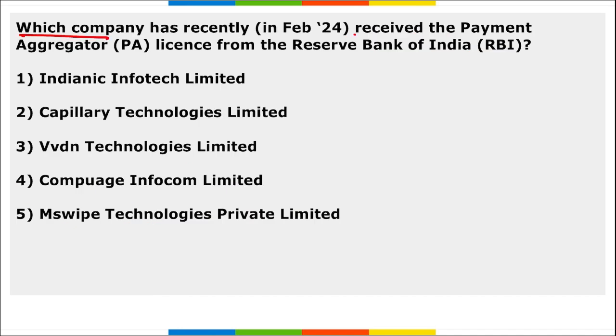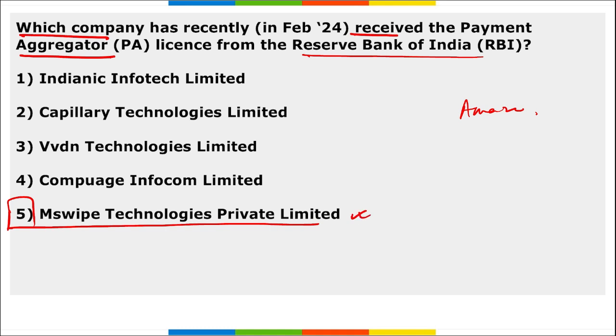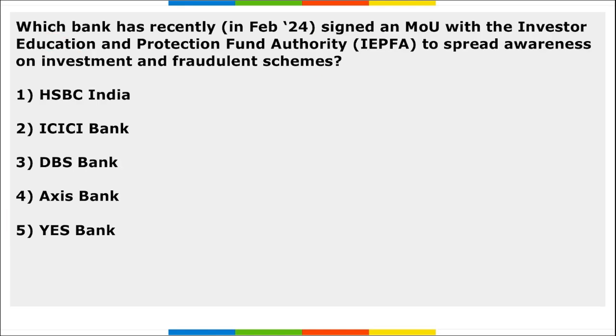Next, which company recently received the payment aggregator license from RBI? Remember, Amazon Pay recently got it. Apart from this, MS Swipe Technologies Private Limited, they have also recently got the payment aggregator license from RBI.